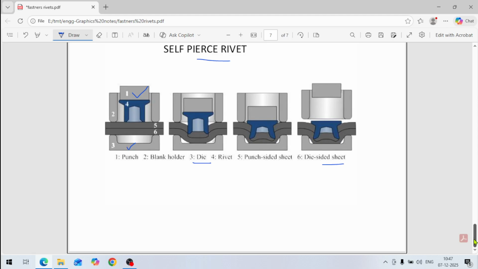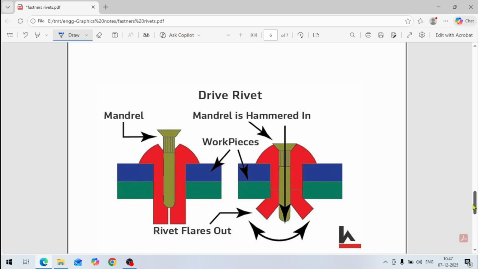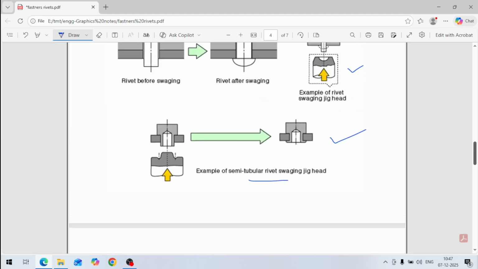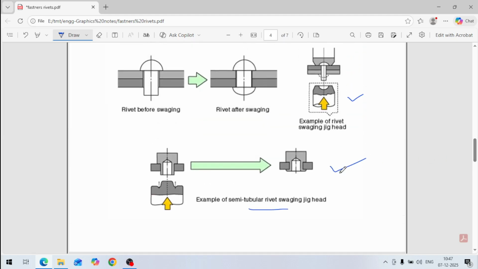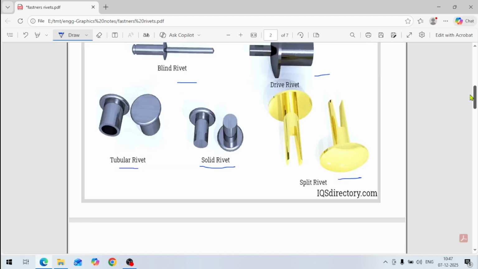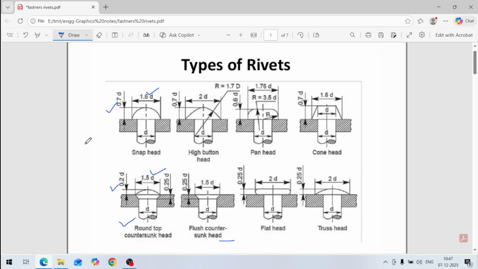So we have discussed all the types of rivets: pierce rivet, drive rivet, blind rivet, tubular rivet, and solid rivet. And these are all heads for all types of rivets. There may be any shape of rivet head.